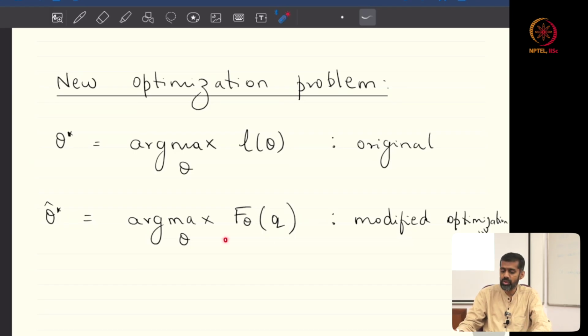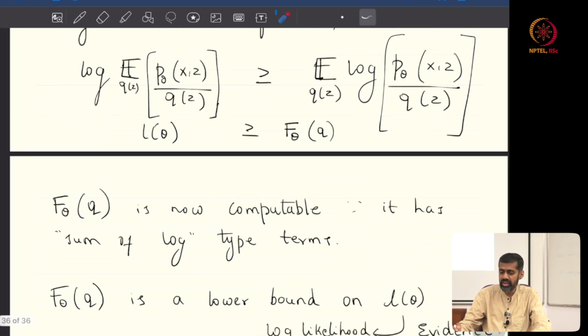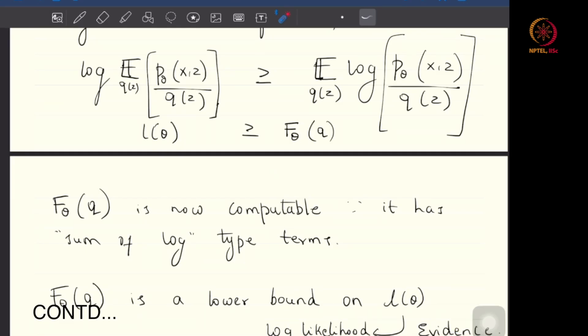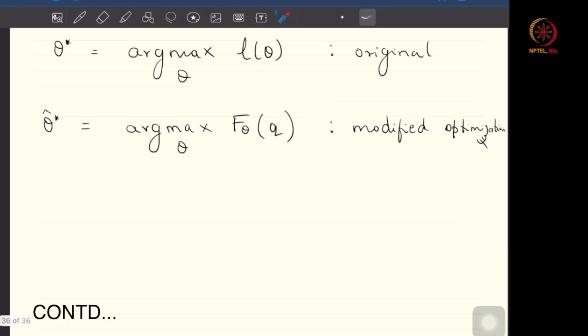This F theta q is the evidence lower bound that we would optimize. And please note that this F theta q is a function of q, which is the choice of the density function that we choose on the hidden variable z. Now as you can see, let me just do the math and then tell you. Okay, this is what I wanted to say. We will stop here and continue in the next lecture.